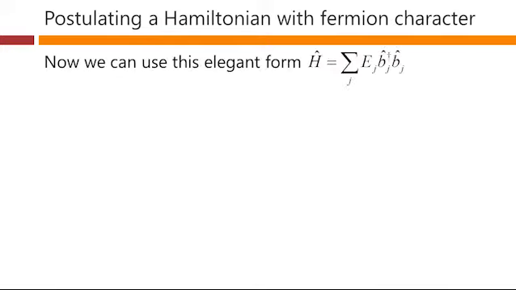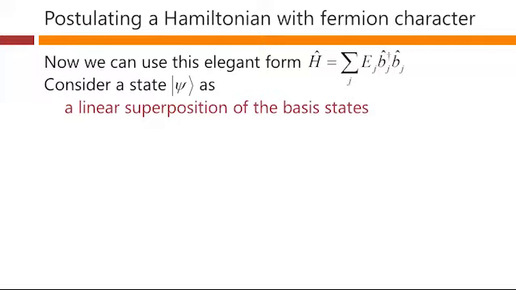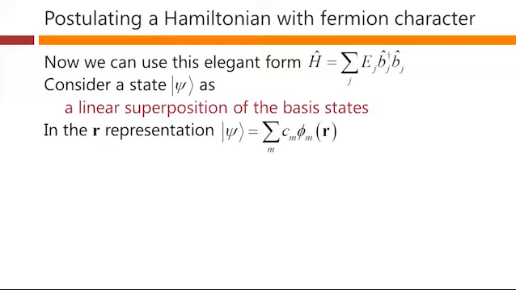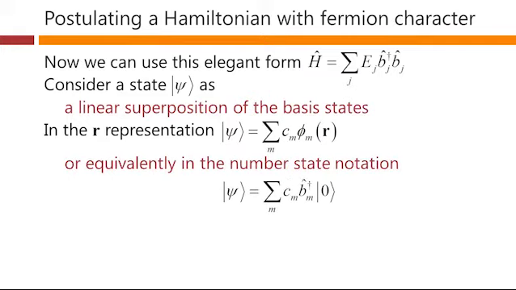Now we can use this rather elegant form here. Consider a state phi, which is a linear superposition of the basis states. In the R representation then, phi would simply look like this. This is our linear superposition of basis states. Or equivalently, in the number state notation, we would have this kind of expression.